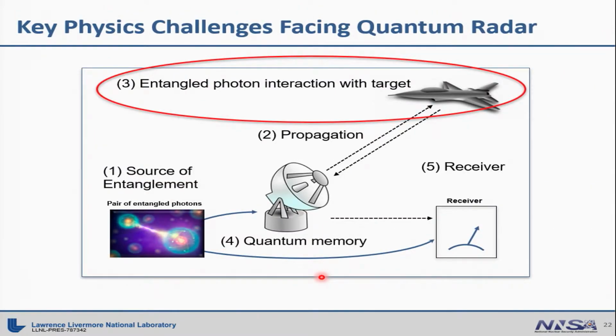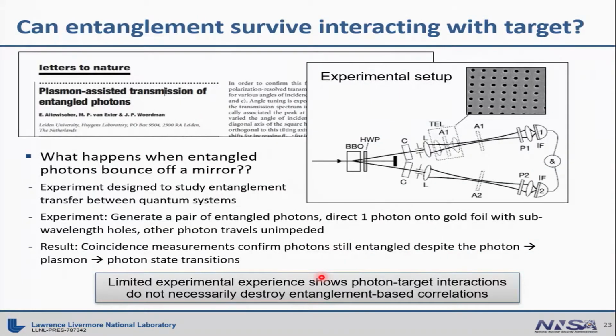Okay, so now we can also talk about what happens when one of these entangled states, or even if it's not entangled, just has a strong quantum correlation with another photon. What happens when that photon actually hits the target?